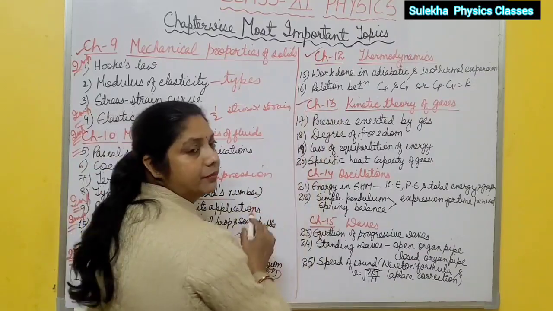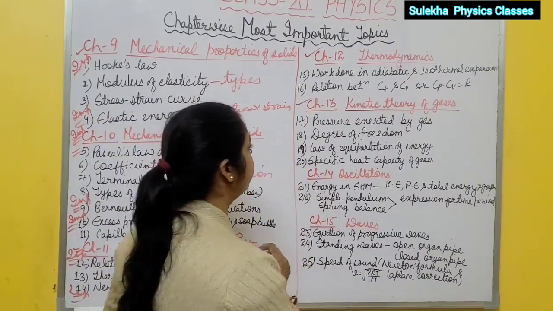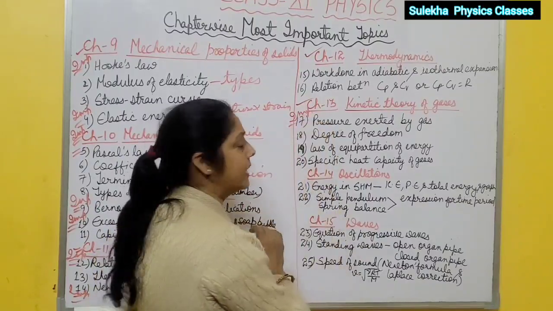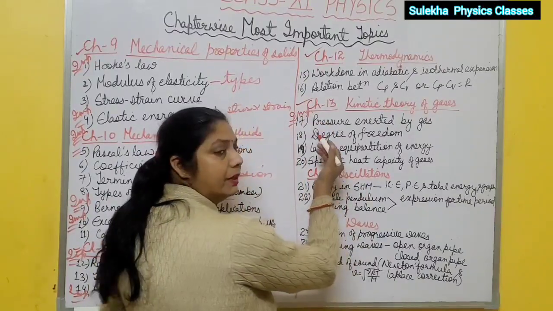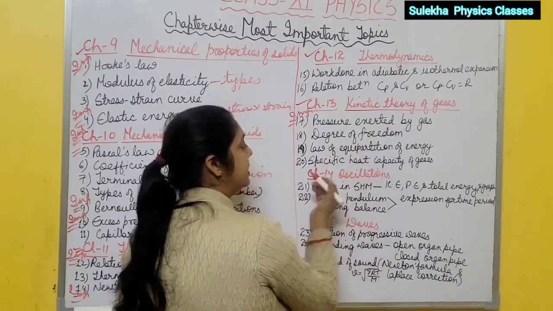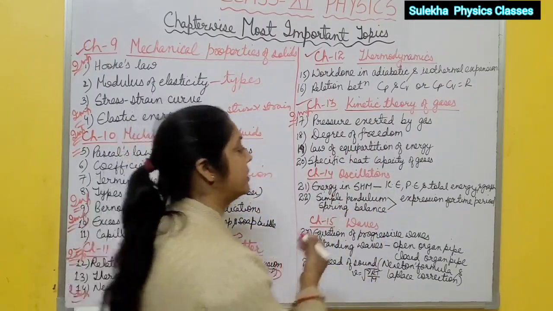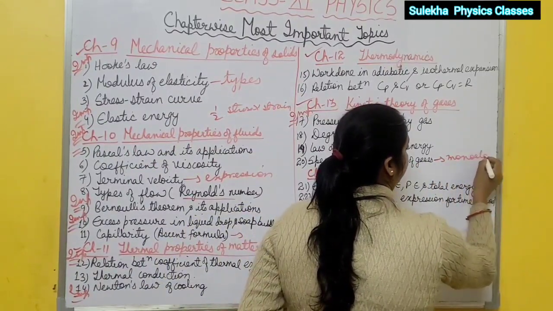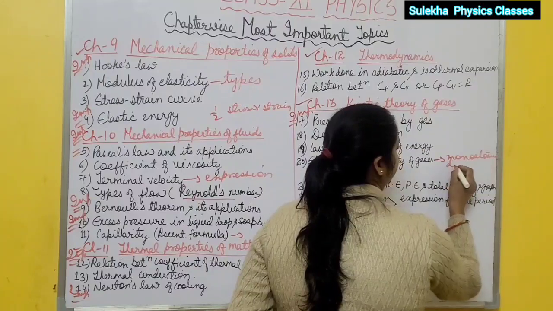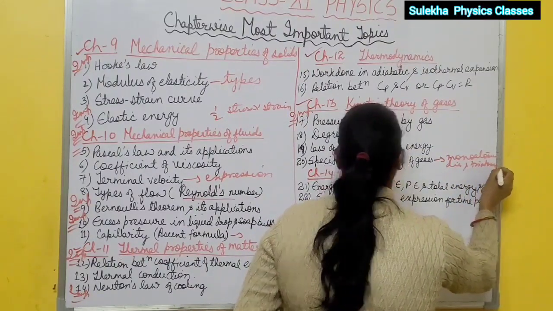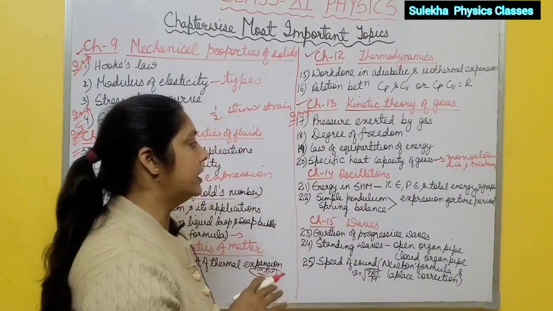Then come to chapter number 13, that is kinetic theory of gases. In this one, most important topic is pressure exerted by the gas molecules. Then next, what do you mean by degrees of freedom? Then law of equipartition of energy, its statement is there. And then specific heat capacity of gases for all types like monatomic, diatomic and triatomic molecules. You have to revise specific heat capacity for all these gas molecules.